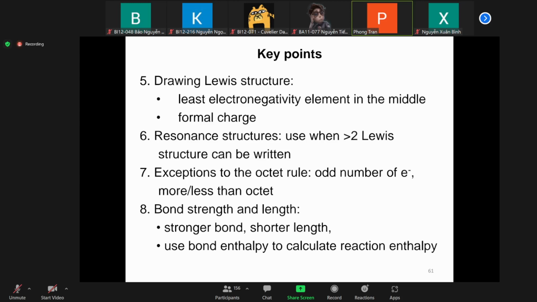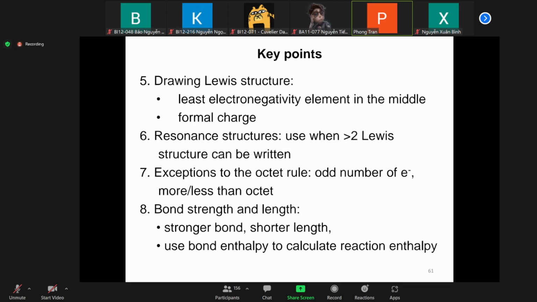And we know how to calculate the bond enthalpy of one chemical bond, and also, based on the bond enthalpy of the reactants and the bond enthalpy of the products, how we can calculate the enthalpy of the chemical reaction. Based on that, you can understand whether the reaction is exothermic or endothermic. When you move from the single bond to the double bond and triple bond, you get shorter bond length, but also stronger bond strength, and it becomes less reactive.